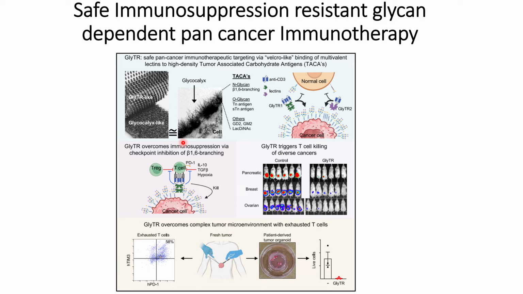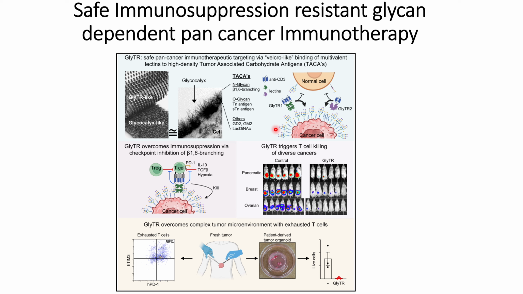So this is the glycocalyx, which is usually a collection of carbohydrate structures that are expressed on the cell surface. The cancer cells or tumor cells express a glycocalyx that has high density expression of these TACA, tumor associated carbohydrate antigens, such as, when it comes to the N-glycan, beta-1,6 branching. When it comes to the O-glycan, it is TN antigen, STN antigen, and some of the other TACAs are GD2, GM2, LAC-DNAC.